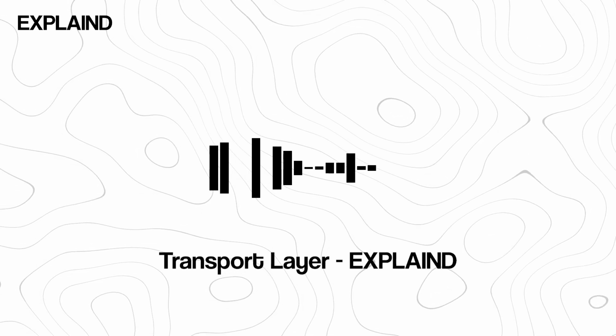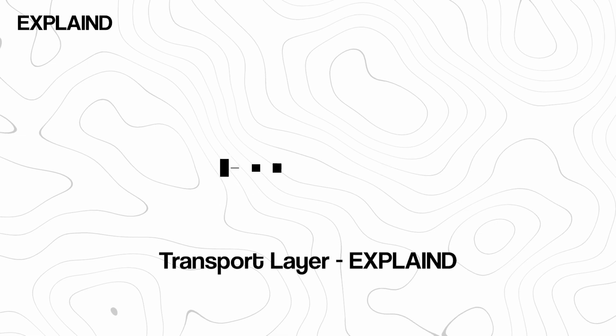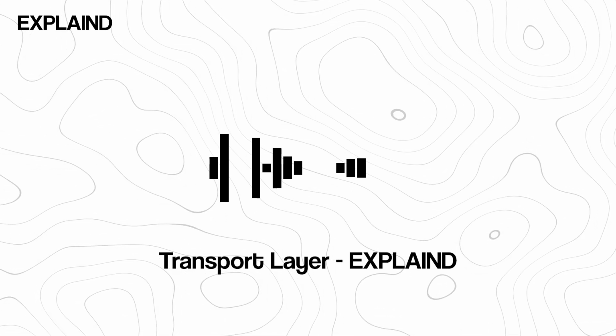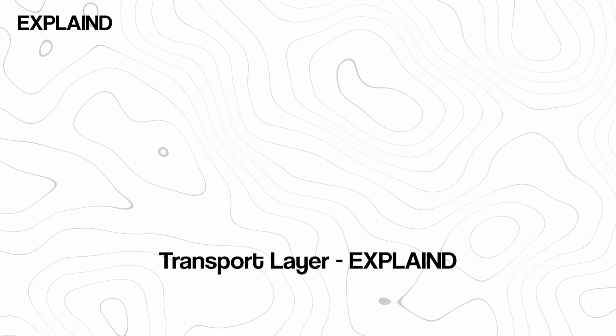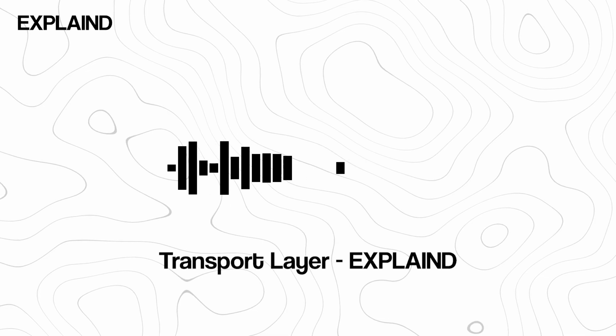A UDP segment, which is essentially a UDP data packet, is like a minimalist package. It has just 4 main parts: the source port number, the destination port number, the length of the data, and a checksum. Okay, so it's like an address label with some basic information about the contents. Yeah. But what's this checksum thing? It sounds like some kind of security measure.